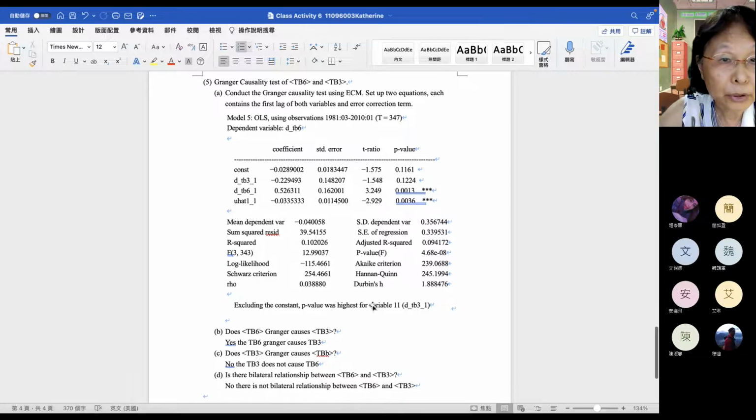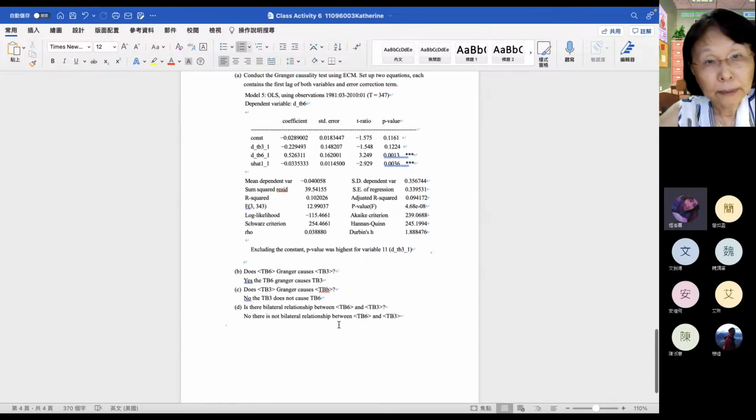But actually, you need to do the joint test. For the TB3, you do the difference of the first leg of the TB3, as well as the error correction terms. So you understand what I'm trying to say? Yes, I know where the mistake is. I need to do another one. Okay, thank you.